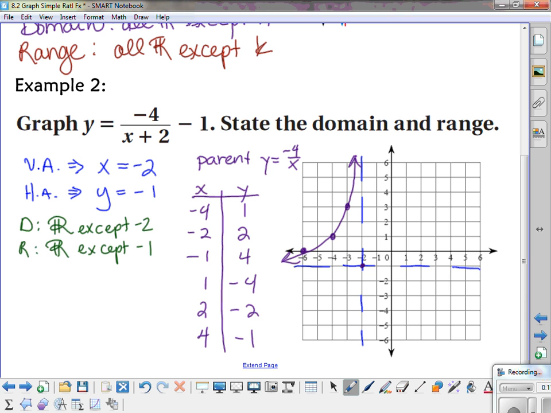And then to plot the rest of it, out over 1 to the right, and then down 4, 2 to the right, and down 2, and then 4 to the right, and down 1. And there's your graph. Any questions?